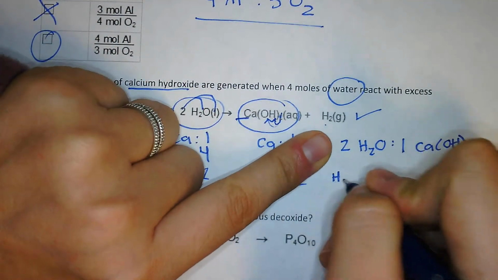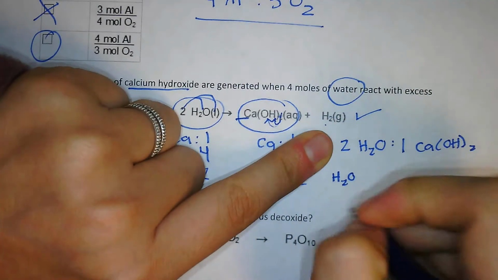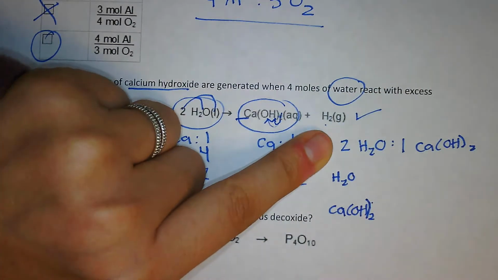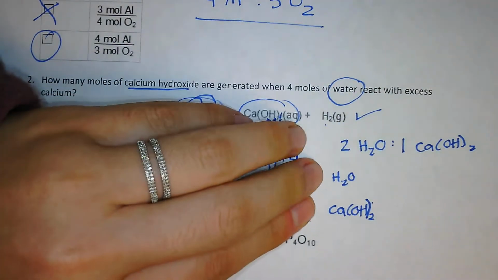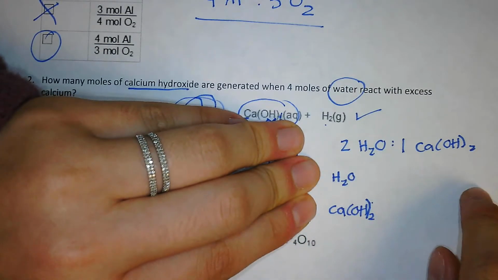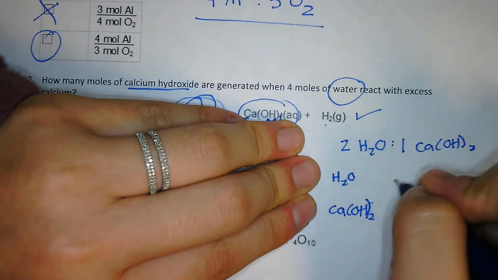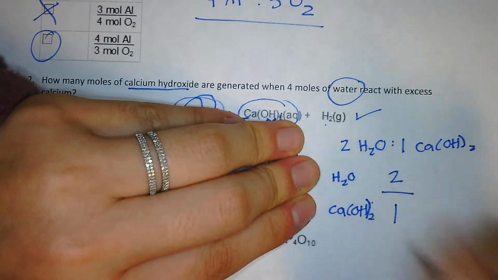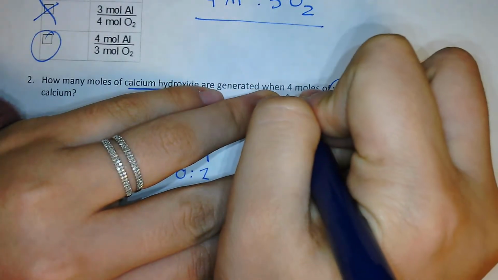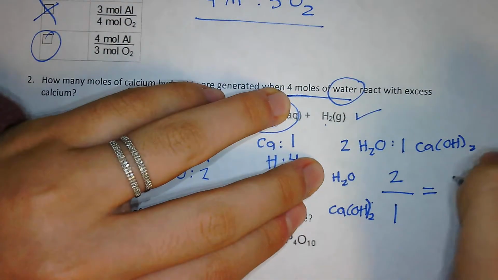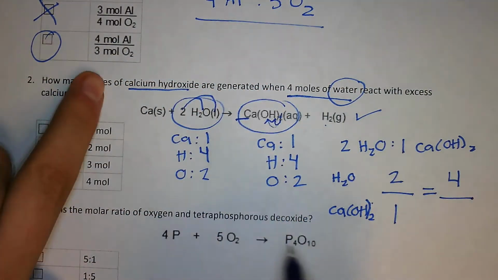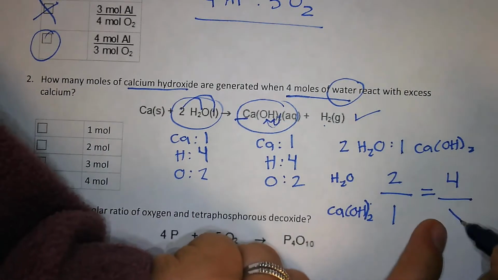So if I promise myself that I'm always going to put water up top and calcium hydroxide at the bottom, there it is, I can find this ratio. It doesn't really matter which ones I put on top or the bottom as long as I keep it constant with everything on the same side. So for every 2 waters, I have 1 calcium hydroxide. I'm going to set that equal to, the problem says 4 moles of water, so I have 4 moles of water at the top. And they want me to know how many moles of calcium hydroxide. So they want me to find this.